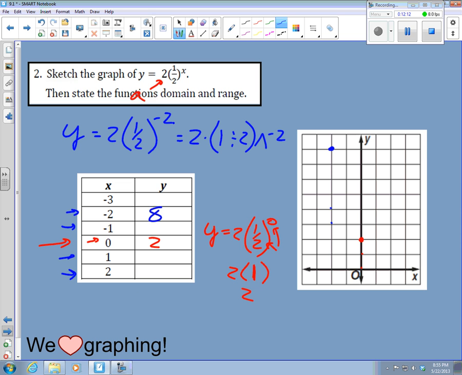Plug in -1 now, y equals 2 times 1/2 to the -1 power, and you're going to get 4. So -1, 1, 2, 3, 4. And you can see this now. Instead of, as I'm going to the right, going up, I'm going down. This is decay. Once again, it's decay because my B is less than 1. B is less than 1 and greater than 0. It can't be negative.